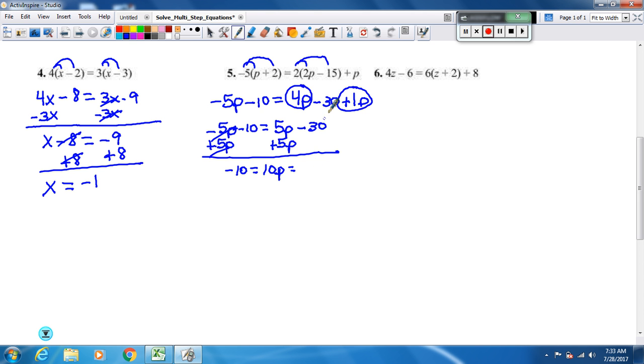Equals, I'm sorry, not equals, minus. Bring down the negative 30. Take your finger and cover up your 10p. Okay, so we need to get rid of a negative 30. The opposite of negative 30 is positive 30, so I'm going to add 30 to both sides.